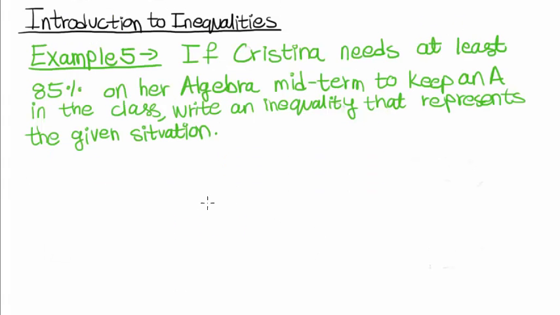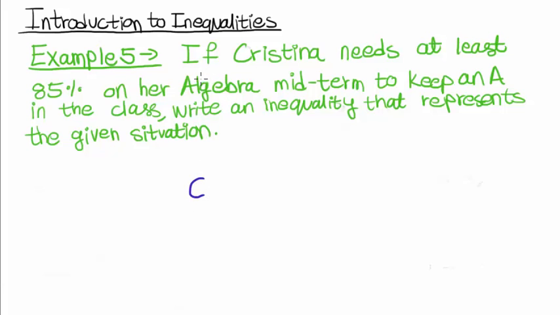Now let's do one more problem where we have to actually derive the inequality from the word problem. So in this example, we have: if Christina needs at least 85% on her algebra midterm to keep an A in the class, write an inequality that represents the given situation. Now the first thing that we really need to do is figure out a variable that we will be using. In this case, I'm going to pick the variable C to represent Christina's grade.